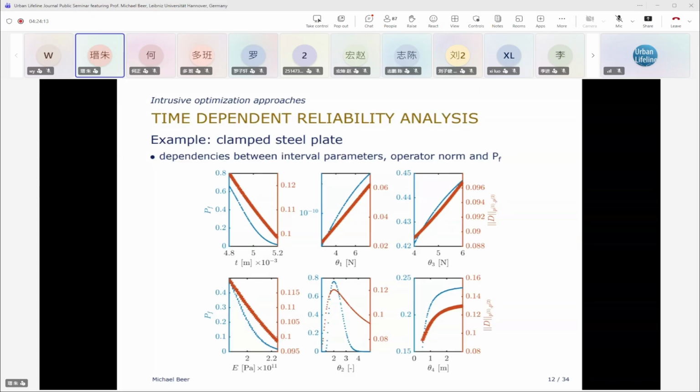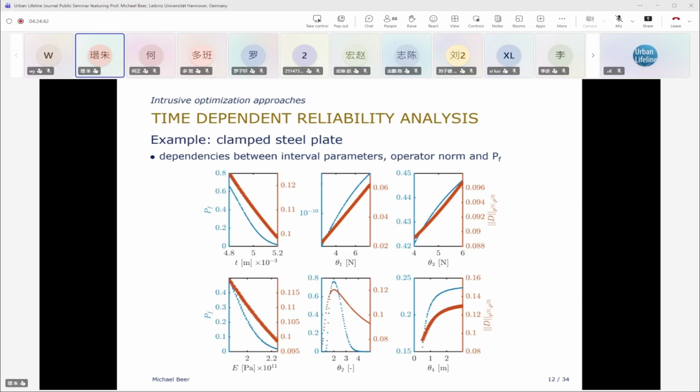So then we say, okay, the orange line is the value of the operator norm. This is the deterministic optimization. Blue line is the failure probability depending on that parameter. This is actually what we want to have. And we want to find that parameter which maximizes the failure probability. So for 5 of these cases, we have a monotonic dependency. So the endpoint of the interval will maximize the failure probability. So this is easy to see.